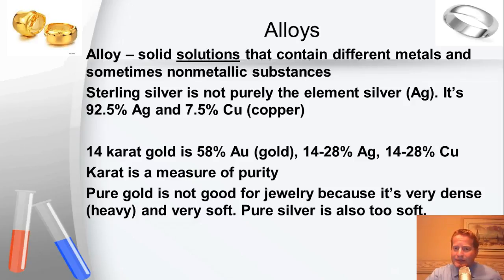It's also less expensive, right, if it's not pure gold or pure silver. So that's what an alloy is. It's a homogeneous mixture of metals, essentially. And you can't tell the difference, right? That's what makes it homogeneous. You can't spot the difference in the metals.